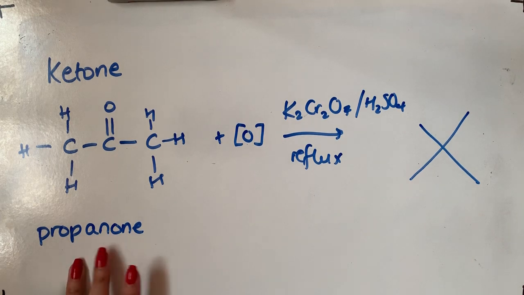This propanone would not react with the oxidizing agent, and therefore, in terms of observations, this solution should stay an orange colour. So two things to remember: aldehydes can be oxidized to their corresponding carboxylic acid. Ketones cannot be further oxidized.